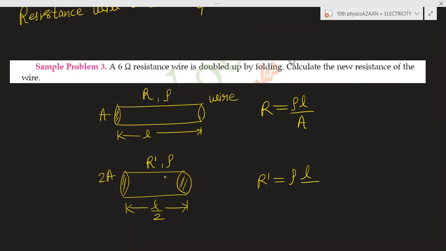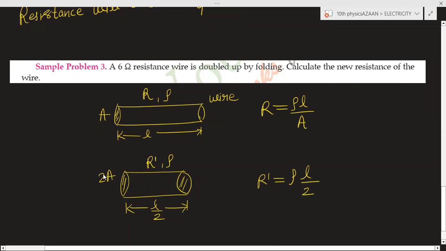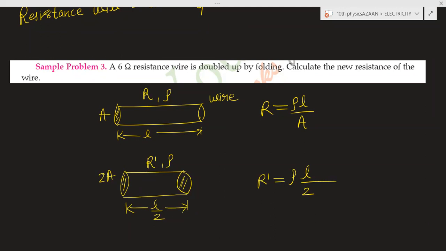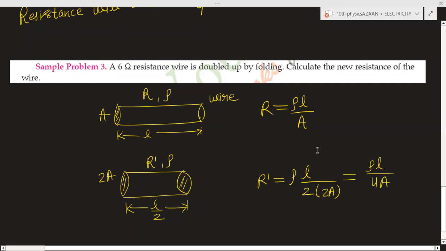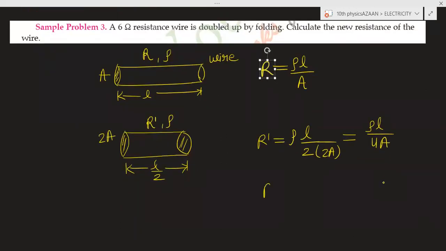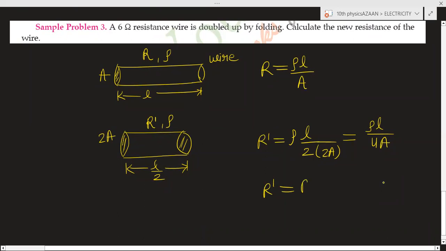Length of the wire is becoming half, and divided by area, area is becoming 2 times of area. So R dash will become rho L divided by 4A. Now what is the value of rho L by A? Rho L by A is R. So basically R dash in this case becomes R by 4.